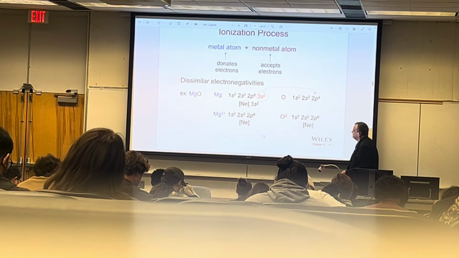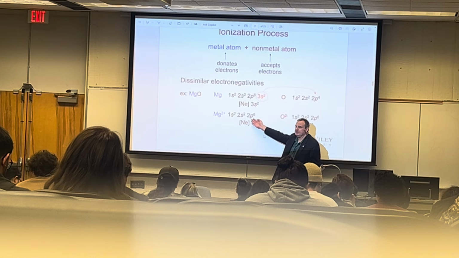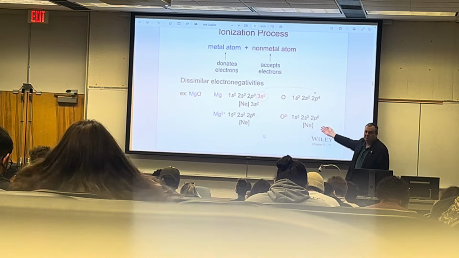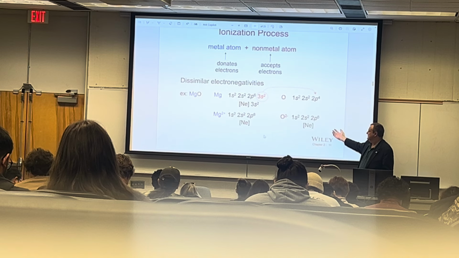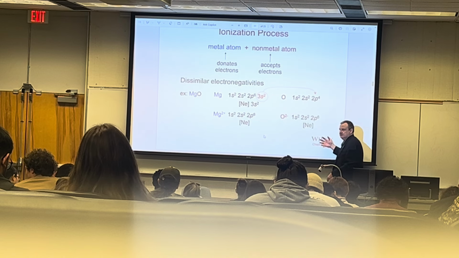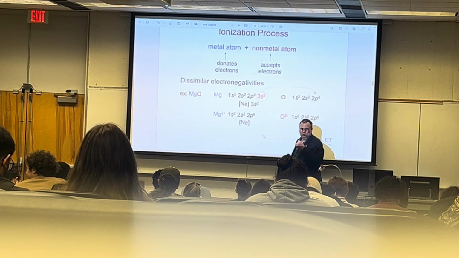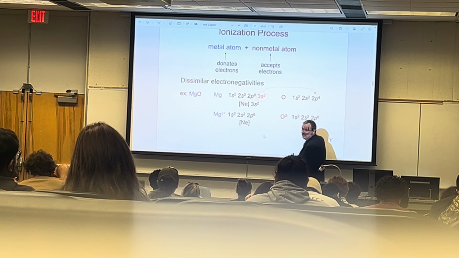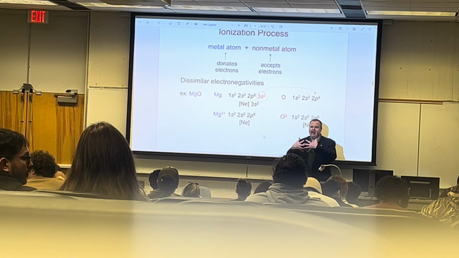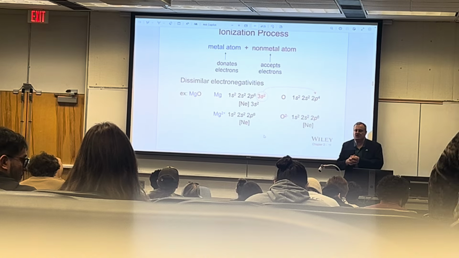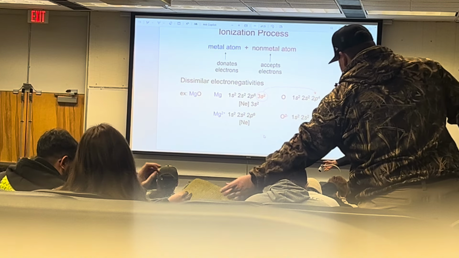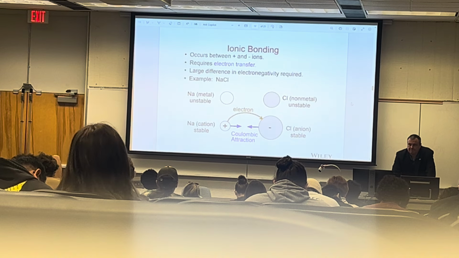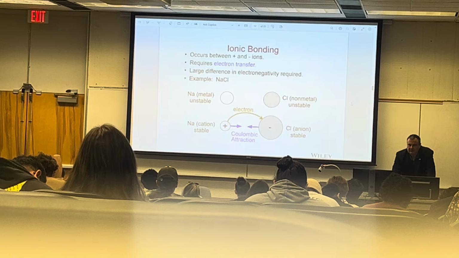And then, here's the configuration of Mg2+, and this is O2-. After this electron transfer, once this became a cation and this became an anion, they start to interact through Coulombic interaction, just like what I just demonstrated to you. And that is ionic bonding.